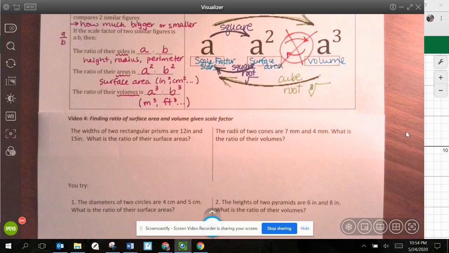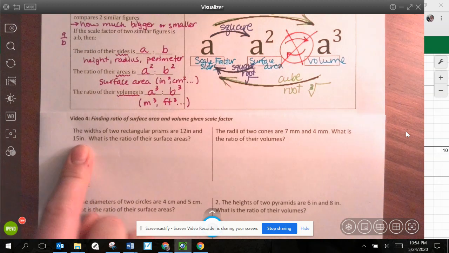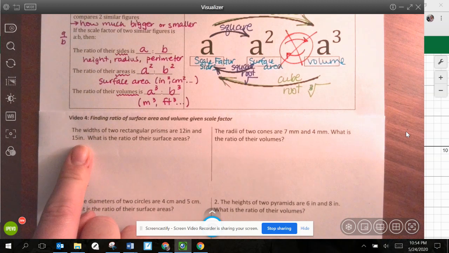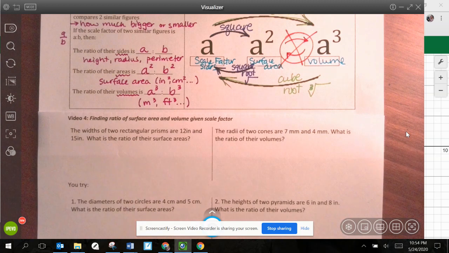Today's video is on how to find the ratio of surface area or the ratio of volume when you're given the scale factor or ratio of sizes. In this first example, we're going to talk about the widths of two rectangular prisms. They're 12 inches and 15 inches. And the question asks us what's the ratio of their surface areas.